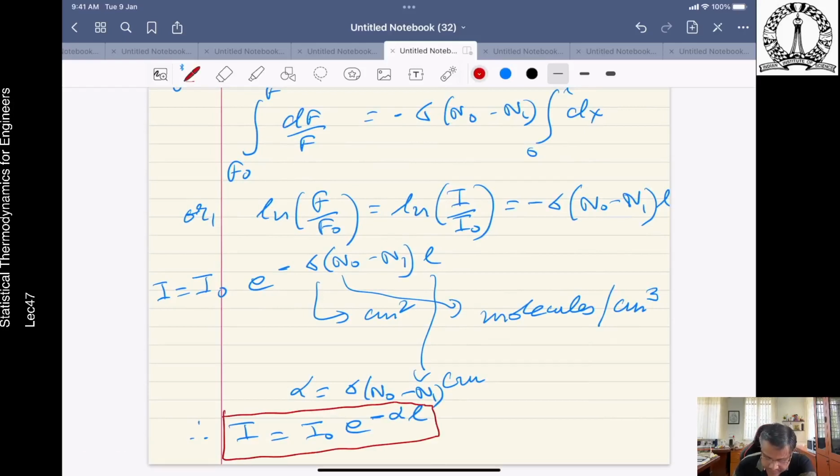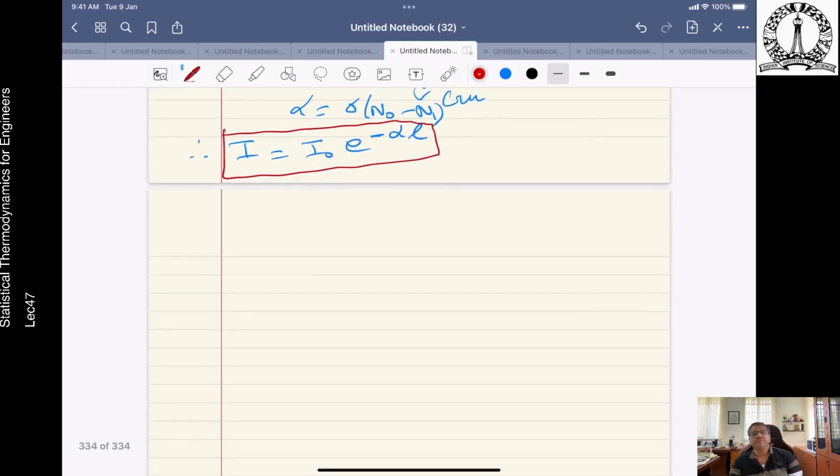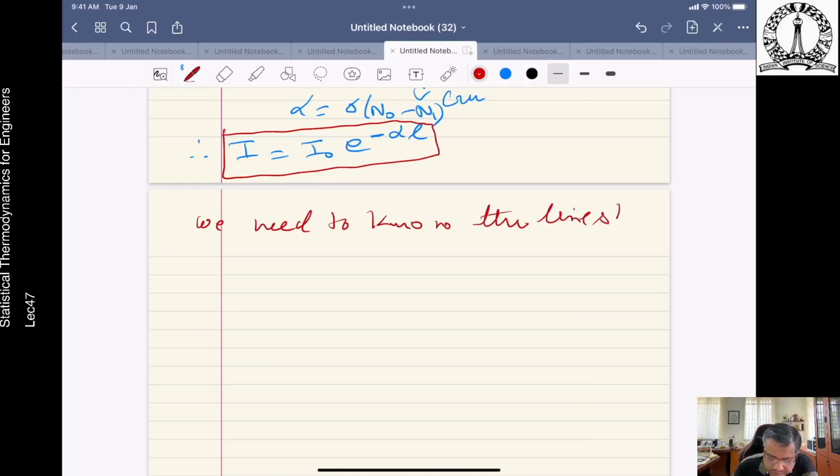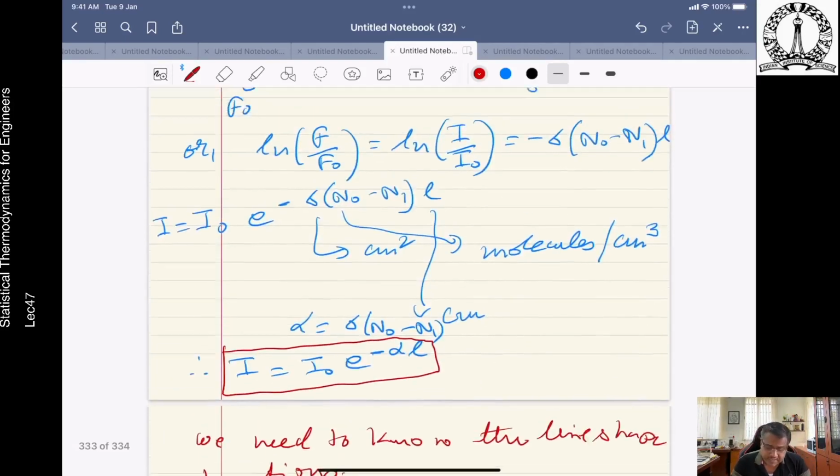Okay, so this will be the expression. This sets the stage now that we have seen what Beer-Lambert's law is. Now, for a spectrum of a real molecule, we need to know the line shape functions, right? We need to know the line shape functions.